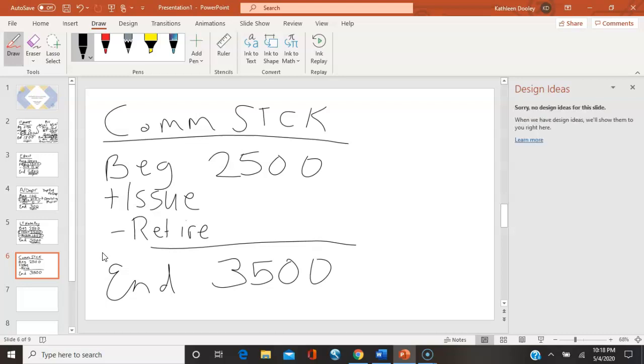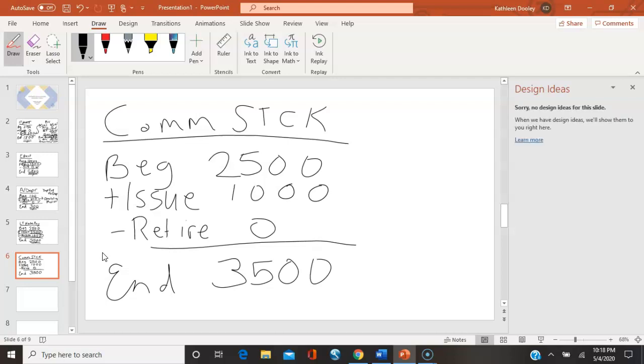Now, in Accounting 102, we're not going to deal with retirement of stock. So you can automatically know that the retirement will be zero. That means the whole amount that we went from the beginning to the ending, from 2,500 to 3,500, was all where we issued stock.